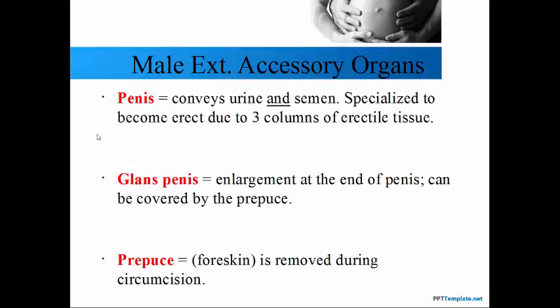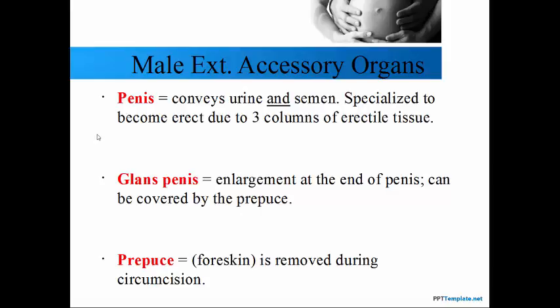And of course, we can't talk about the reproductive system with the males without talking about the penis. We mentioned before in the previous chapter that the penis will convey both urine for the urinary system and also semen. So it has a dual function for males. The penis has some very specialized spongy tissue called erectile tissue. And there are 3 columns of this. This is what will help it become erect as it becomes filled with blood.